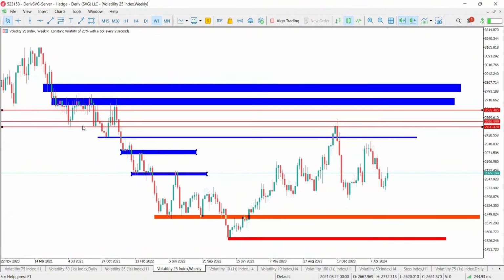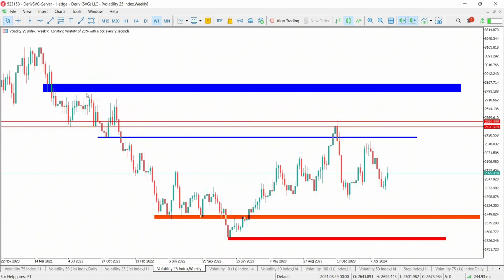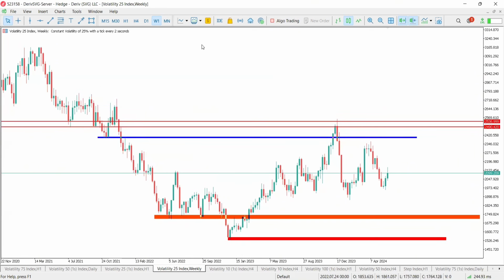So you can see price exactly came back to that previous untested level. So I'm just going to delete the ones that had been tested, and I leave the ones that were not tested. All these ones were tested. So the only area that was not tested was this area here, this area and this one.